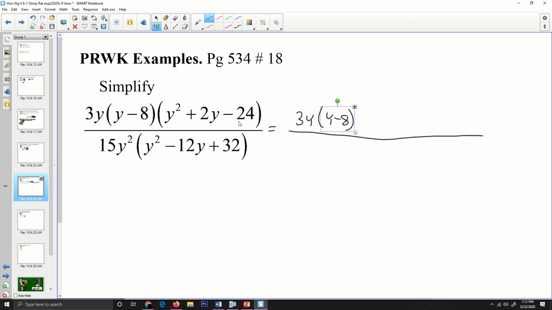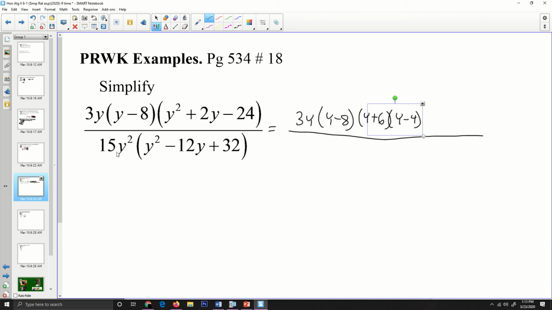But let's see, are there two factors of negative 24 that add up to positive 2? The answer to that is yes. I can go y plus 6 and then y minus 4. y times y gives me the y squared. y times negative 4 is negative 4y. 6 times y is positive 6y. With a negative 4y gives me 2, and then positive 6 times negative 4 is negative 24. So I have that factorization.